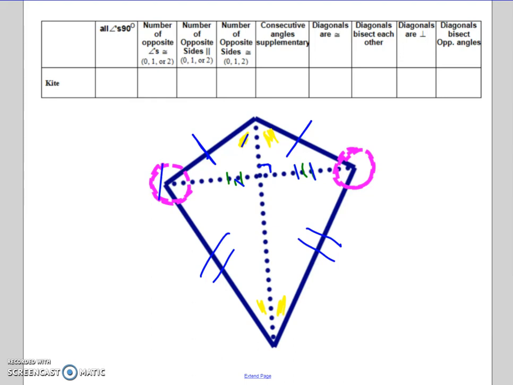So to fill in our table, all 90-degree angles? Absolutely not. Number of opposite angles congruent. So we have one set of opposite angles congruent. That would be this one and this one. Those are my opposite angles congruent.